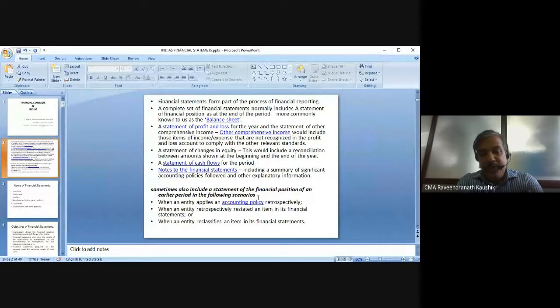The second important thing is when an entity retrospectively restates an item in its financial statement, that also needs to be brought to notice. And when any entity reclassifies an item in the financial statements, if there are classification differences and they now want to reclassify a transaction which was wrongly classified under a different head, or classify it in a different way, then yes, there is scope for doing it, and it can be reclassified and shown. Majorly these are items in non-current assets and current assets. This is where the differences actually lie.